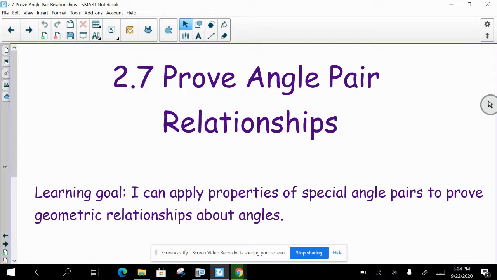Hi everyone, this is lesson 2.7, Prove Angle Pair Relationships. So in today's lesson, you're going to apply properties of special angle pairs to prove geometric relationships about angles. We're going to learn a few more theorems in this lesson to wrap up chapter 2.